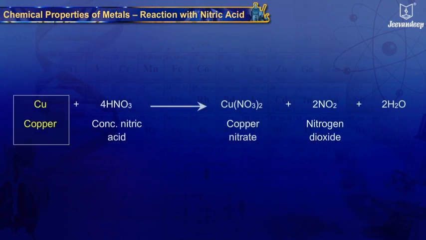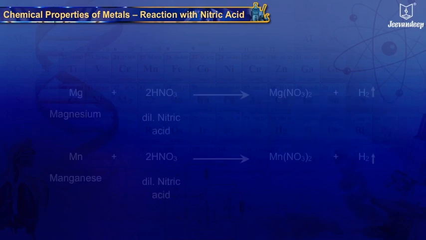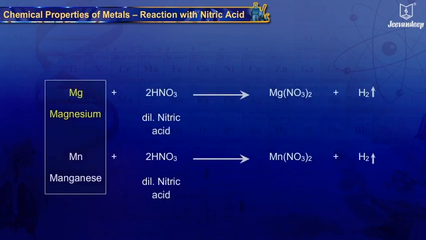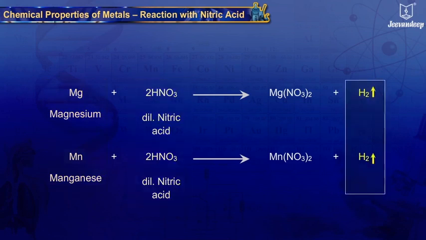Copper is oxidized by concentrated nitric acid to form copper nitrate, and itself is reduced to nitrogen dioxide. Magnesium and manganese react with dilute nitric acid to evolve hydrogen gas.